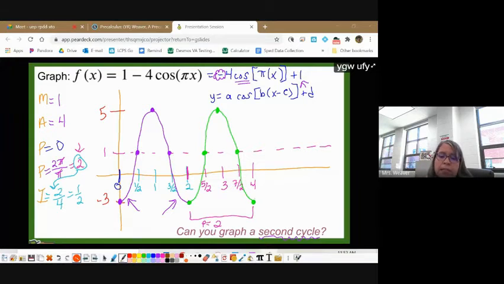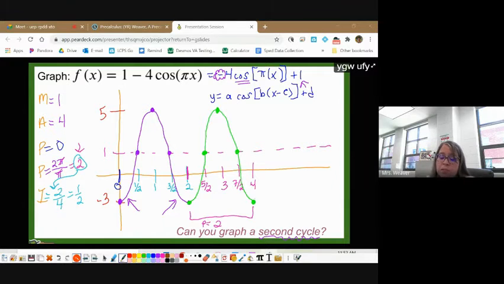So how many cycles you graph, Valerie, just depends on the instructions, okay? Sometimes they'll have us graph 1 cycle, sometimes they'll have us graph 2. We know that it has a domain of all real numbers. We could keep going forever and ever if we wanted to. The period is 2 units. The only reason we graphed 2 cycles this time is because they said at the bottom, can you graph a second cycle? So I just wanted to make sure you knew how to do that if you wanted to keep going.